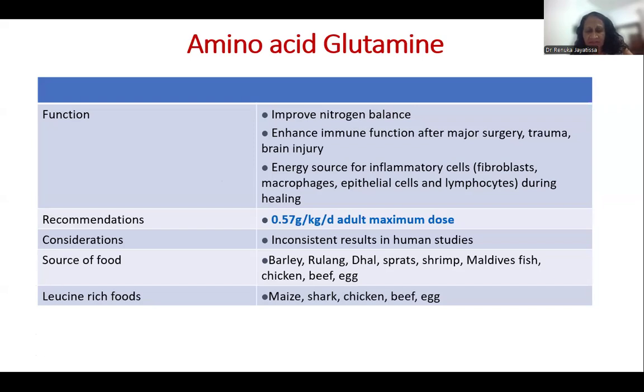And the other amino acid I mentioned was leucine. This is an essential amino acid. It is very much needed, but that's also contained in many foods like maize, chicken, fish, beef and egg. So if someone is taking egg every day for the wound healing process, I think one egg is not enough. At least they can go for 4 eggs. Most of these amino acids and most of the vitamins and minerals they can get from eggs.